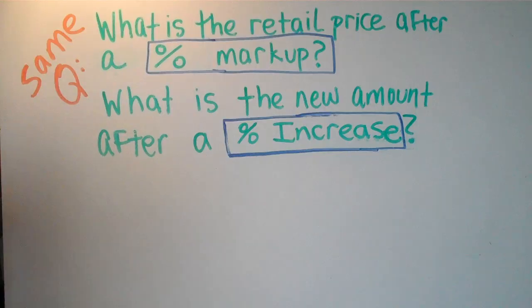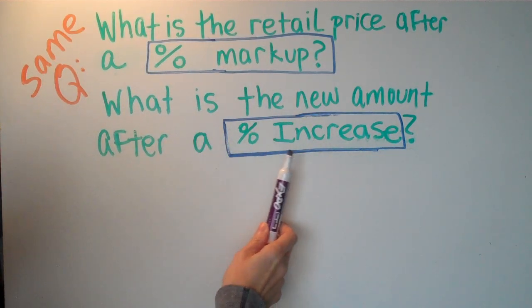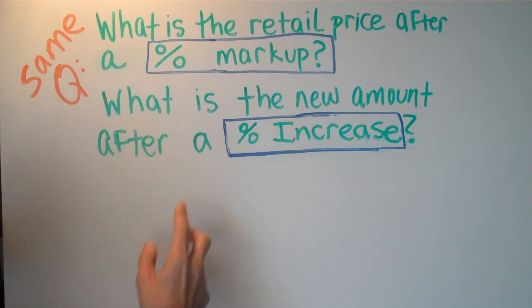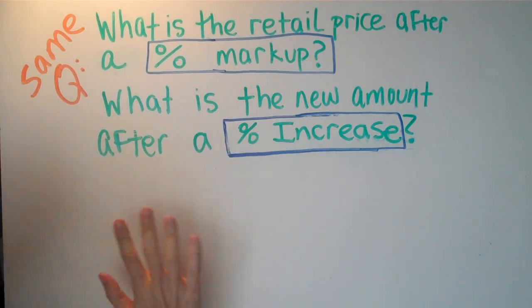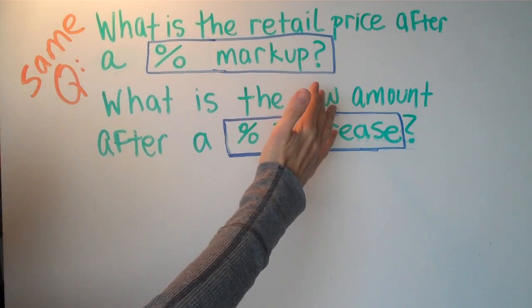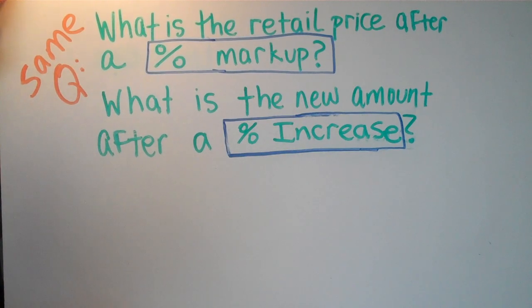What is the retail price after a percent markup? What is the new amount after a percent increase? You might see two different questions just like these, but please try to remember that we're doing the same operations to solve them. So percent markup and percent increase mean the same, and finding the retail price after a percent markup is the same as finding the new amount after a percent increase, okay? So keep that in mind.